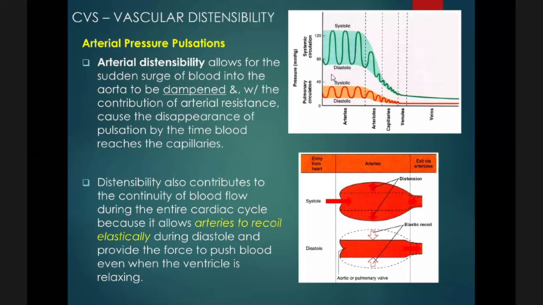But the aorta has a capacity, or has an ability to distend. It will expand, so it will be able to accommodate the 120 ml stroke volume. Okay? And there is also increasing resistance as you go along the circulatory tree.